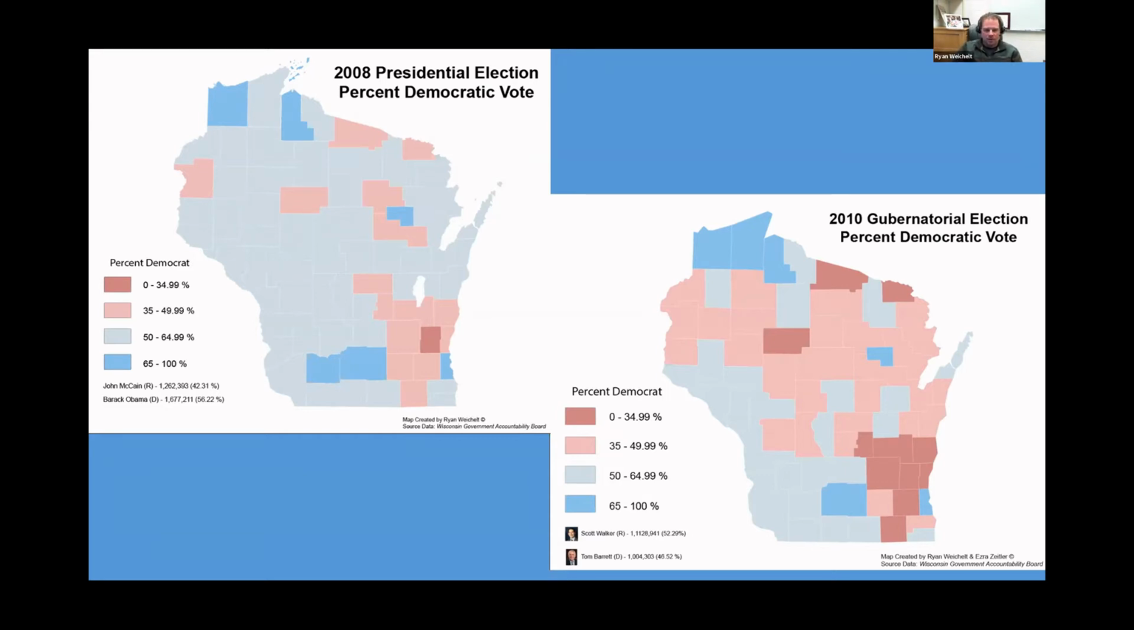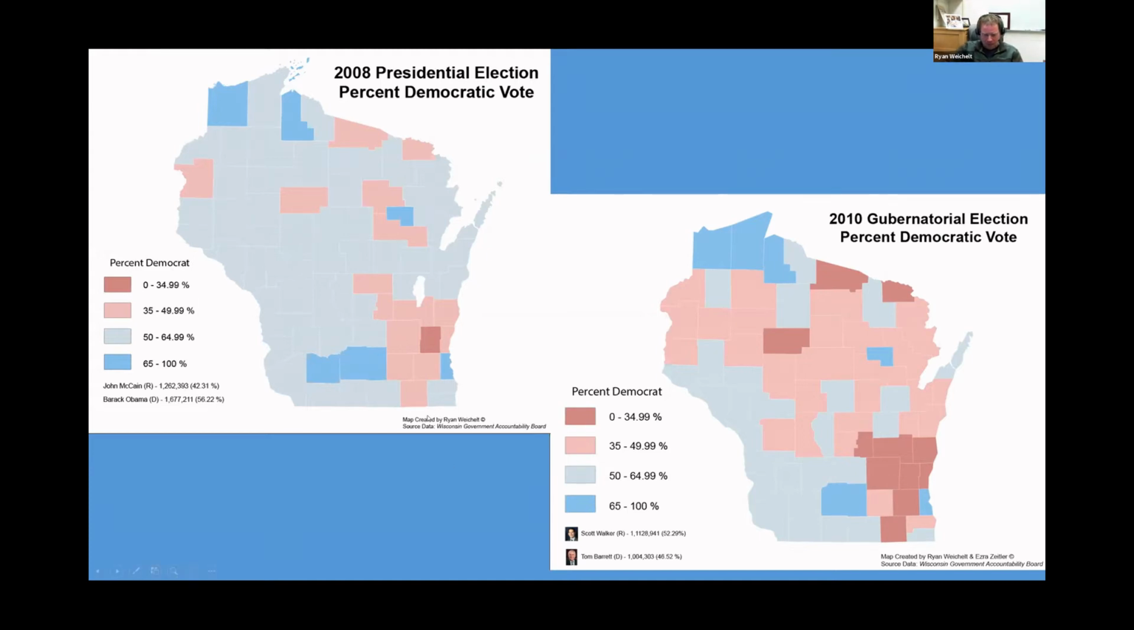So we can start in 2008. If you're a Democrat, you're pretty happy, right? Barack Obama wins. Wisconsin hadn't gone away from Democrats at the presidential level since 1984. You look at this election up in the corner, and it was a pretty easy win by Barack Obama. And you can see the county level analysis on that.